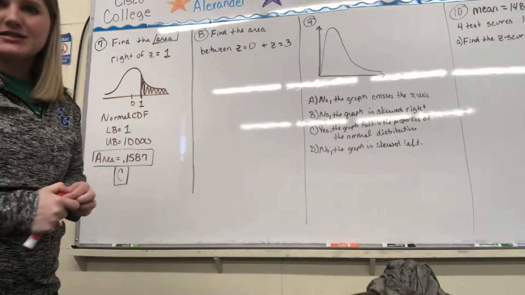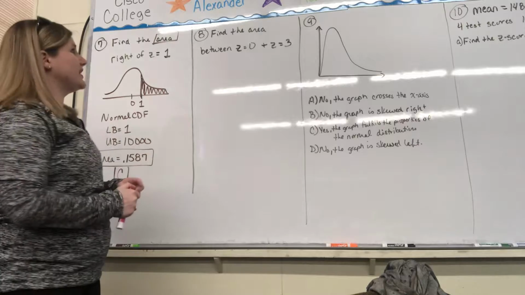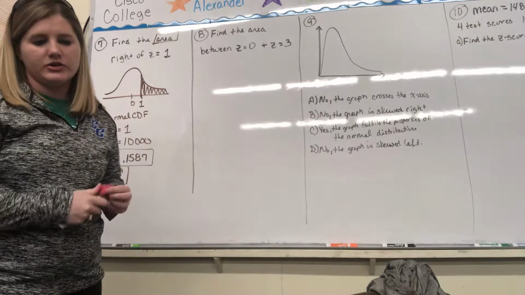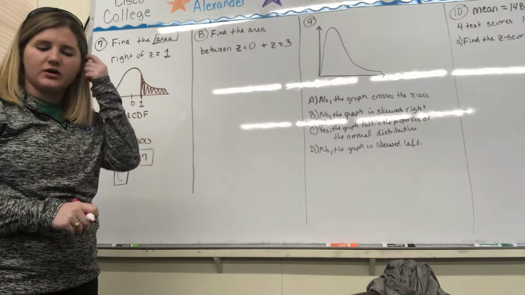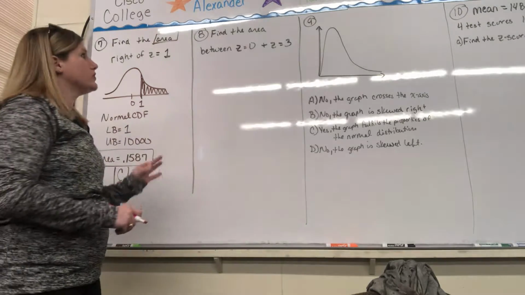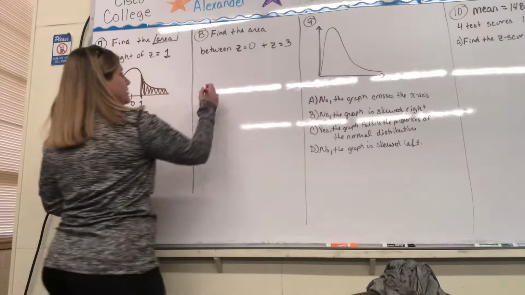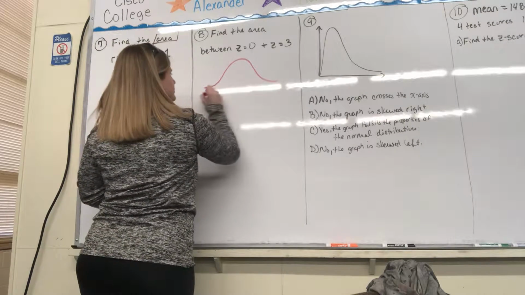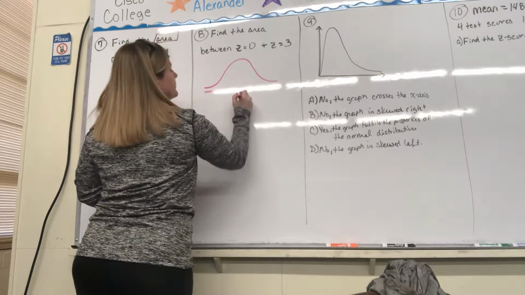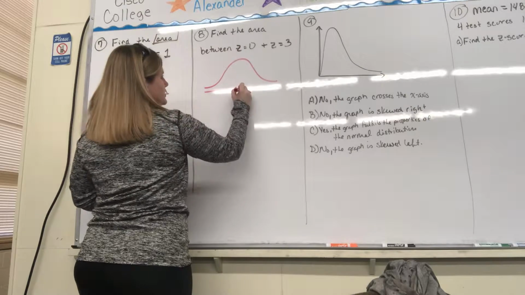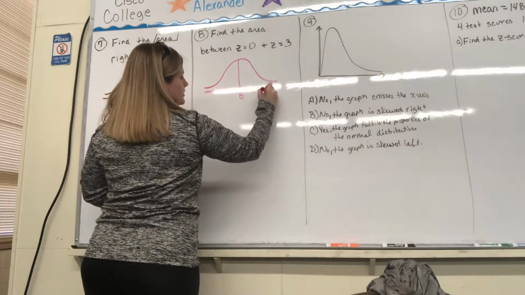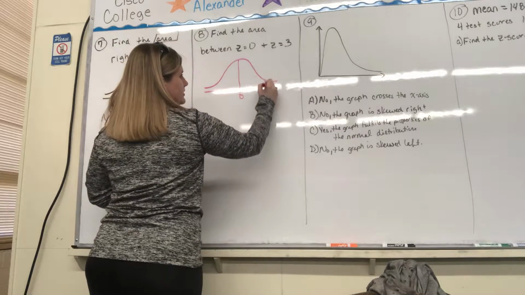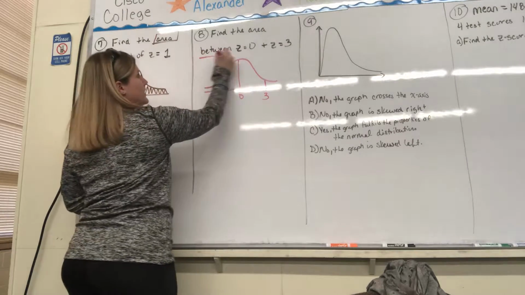Number 8, still finding the area. Find the area under the standard normal curve between z equals 0 and z equals 3. So again, let's start off with drawing our bell curve. There's 0. Okay, z equals 0 and z equals 3. 1, 2. So about right there. And we want between.